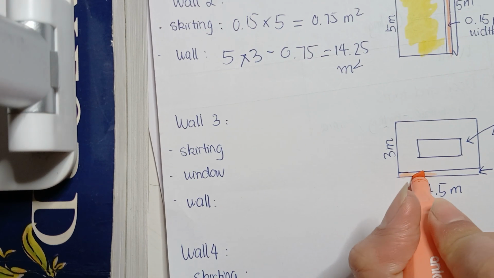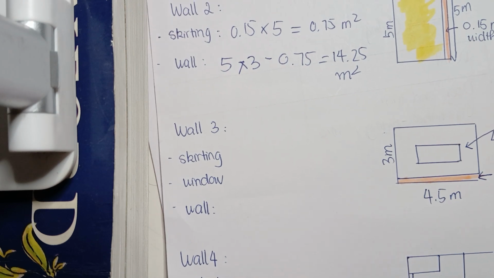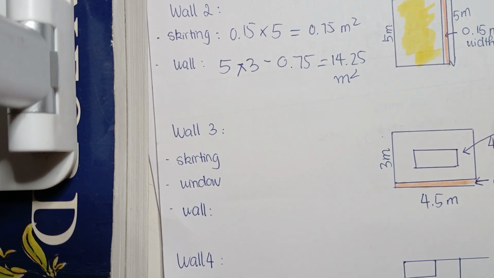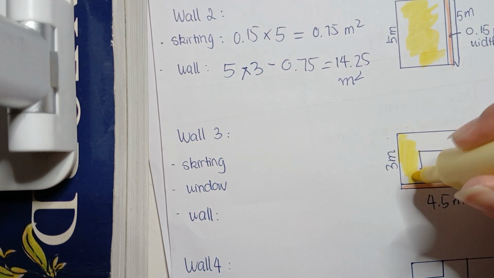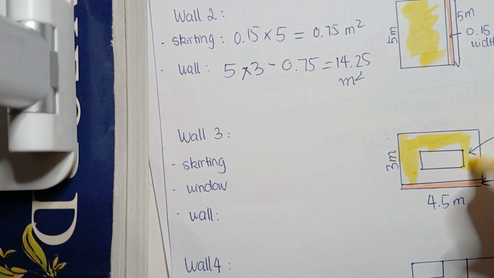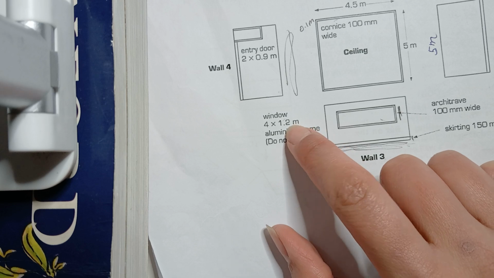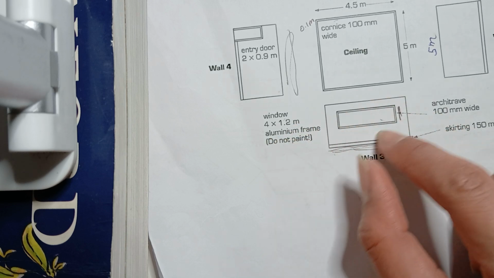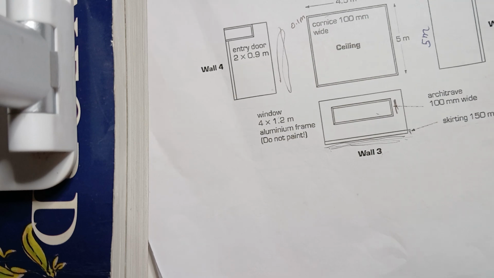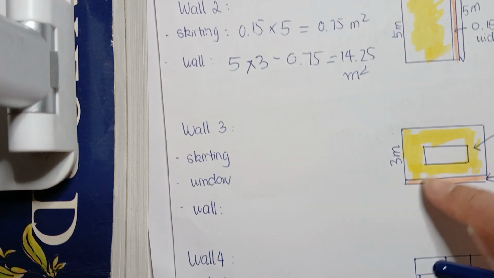Skirting, as always, easiest one to do. We have the window, and we also have the wall. The window, now, let me just explain to you. With wall 3, it says here, windows area is given, aluminium frame, do not paint. So do not worry about the architrave or anything. Just worry about the window. Just worry about the total area of the window.